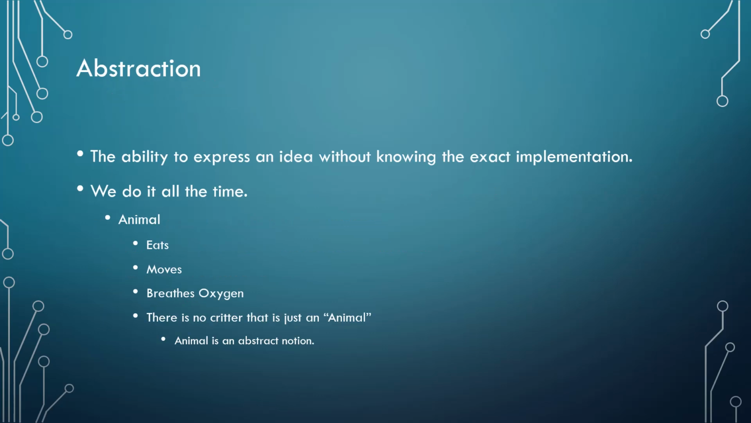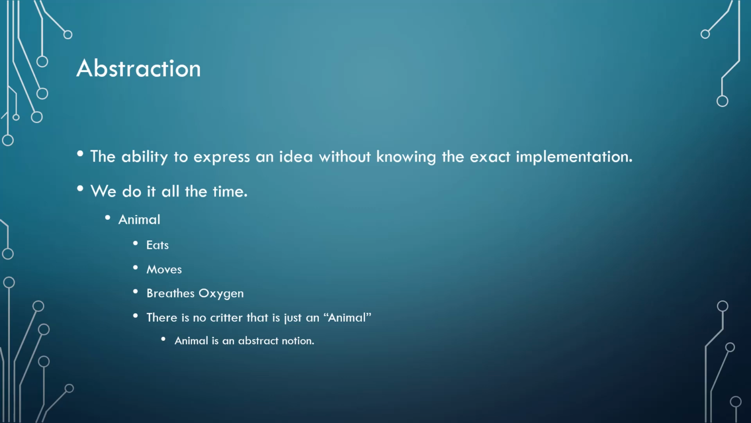Abstraction. The ability to express an idea without knowing the exact implementation. And we do this in discourse all the time. For example, animal. An animal eats, it moves, it breathes oxygen. But there's no critter that's just an animal. So an animal is an abstract notion. When you get down to specific types, then you know more about how that animal eats, how it moves, how it breathes. For example, a vegetarian eats plants. A carnivore eats other animals, eats meat.